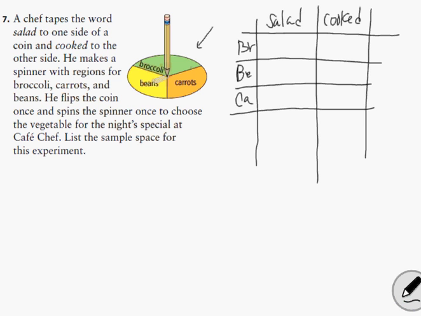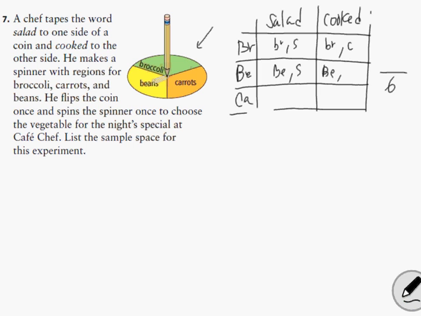Okay? So our sample space is actually all of the possible outcomes that could happen. And we see that really clearly in a table. We see that there are 6 possible outcomes. He could have broccoli salad. He could have broccoli cooked. He could have bean salad. He could have cooked beans. He could have a carrot salad, which I can only imagine is gross. And he could have carrots cooked. Okay, so of the 6 possibilities, those are them.